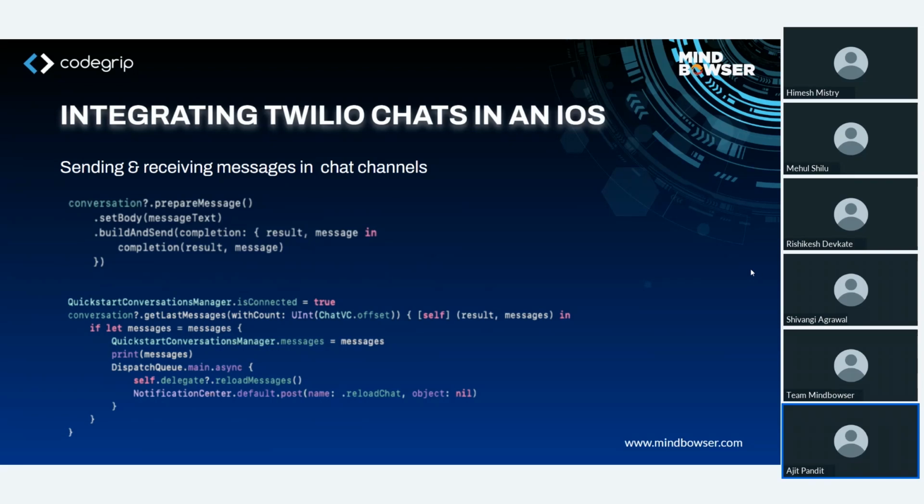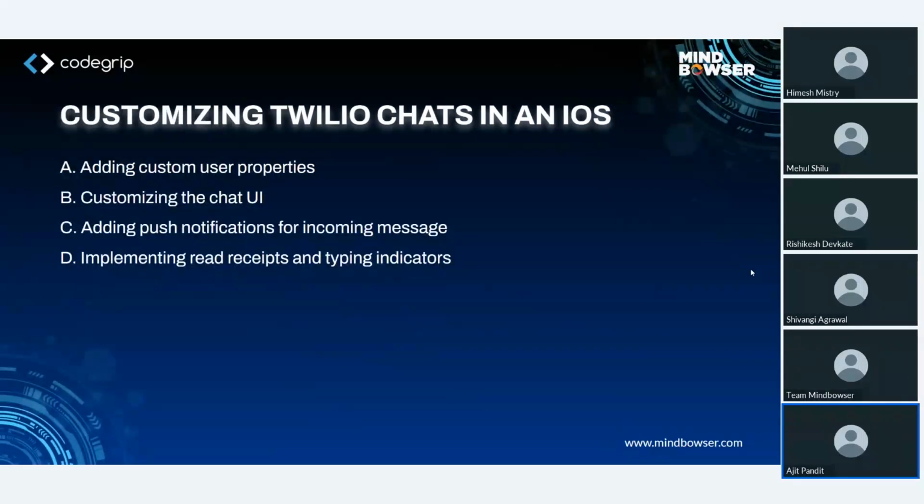To receive messages in the channel, you can call the subscribe method on the TCH message object. This method takes a completion handler that will be called each time a new message is received in the channel. If the operation is successful, you can perform actions within the channel, such as displaying the new message in the user interface. Now we will move to customizing Twilio Chat in an iOS app.